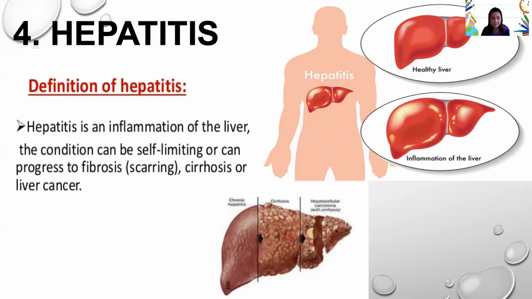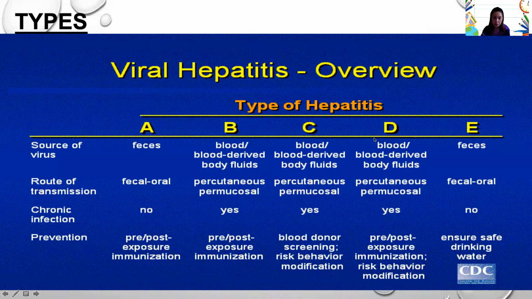Hepatitis is inflammation of the liver. Okay, it is a condition that can be self-limiting or can progress to fibrosis, cirrhosis, or liver cancer. So, this is your healthy liver. Pag nag-inflame siya, ganyan. Okay? We have different types of hepatitis. Let's remember A, B, C, D. Hepatitis A, hepatitis B, hepatitis C, hepatitis D, and E.